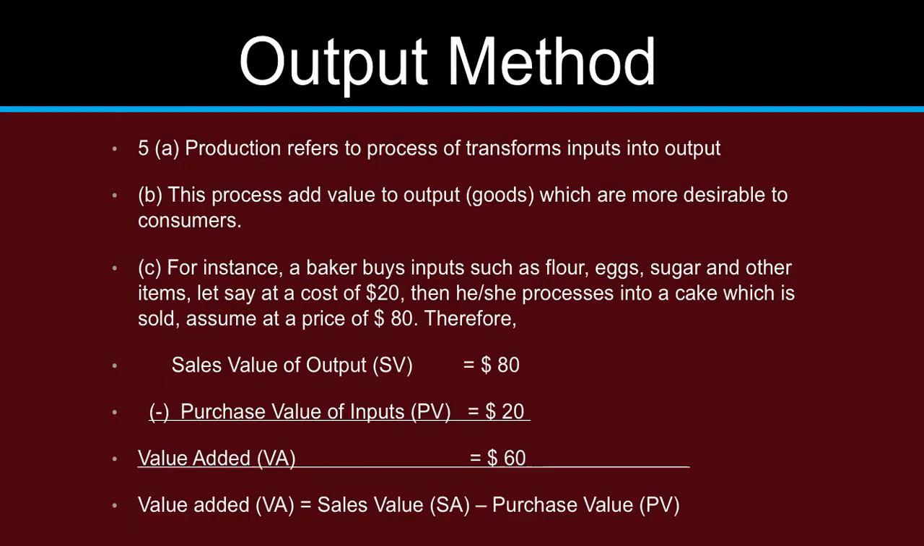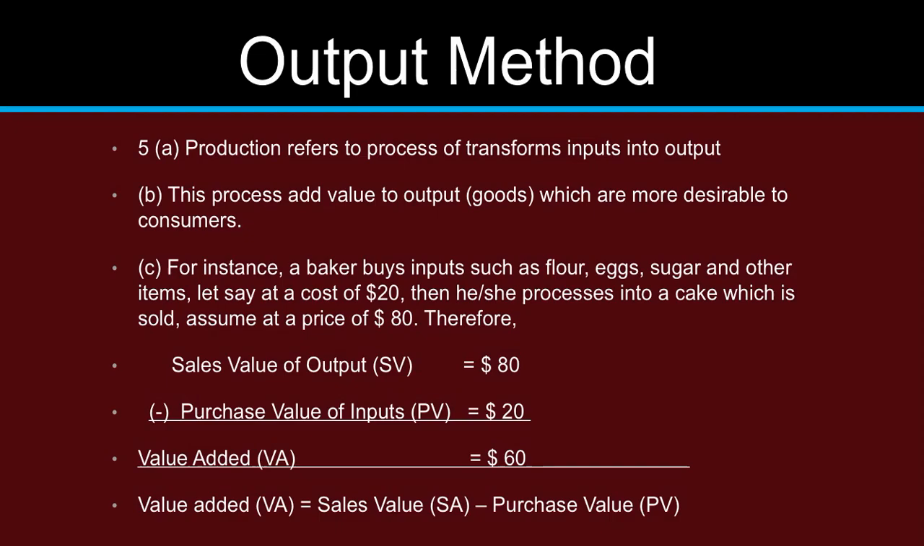Next is the output method. If you look at the output method, output means production or products. It refers to the process of transforming input into output. So firstly, we look at what we mean by value added. Value added means the sales of output minus the purchase of inputs, where the output means the process of adding value to the output. So conversion from input to output is a process of adding value to the output.